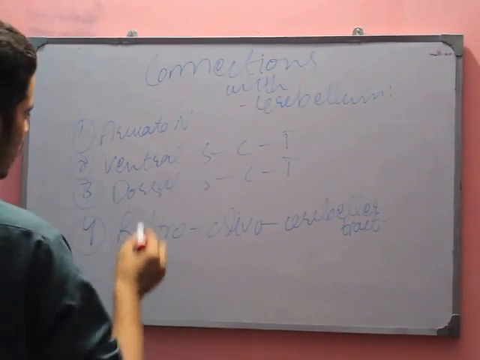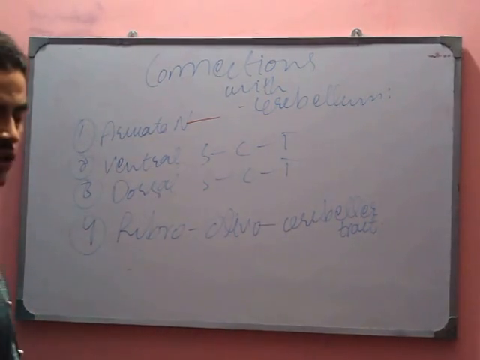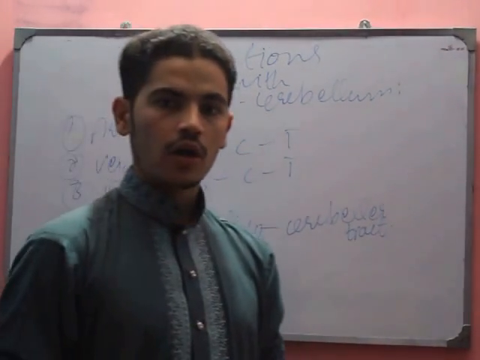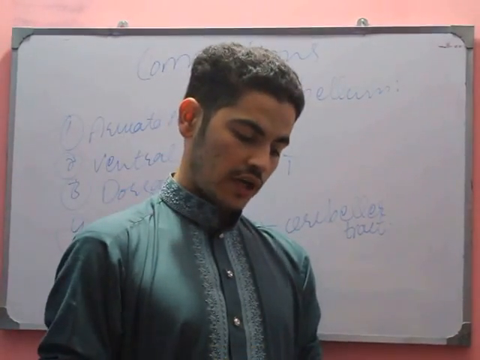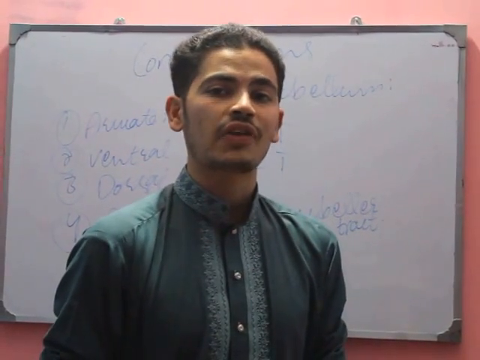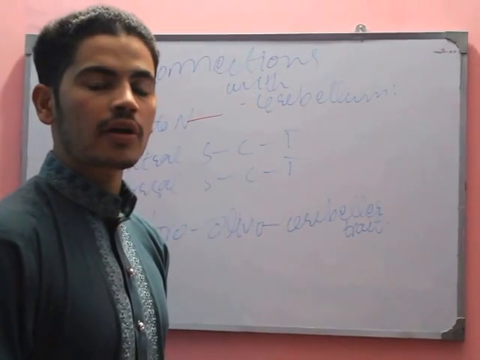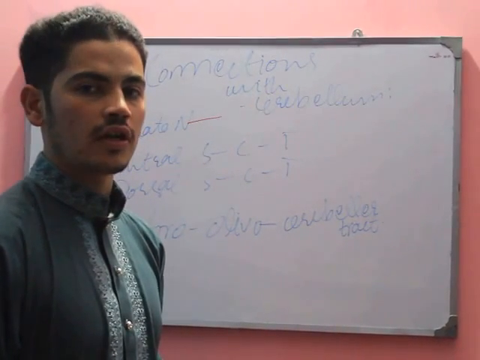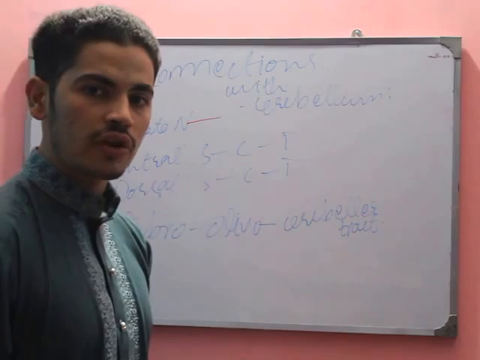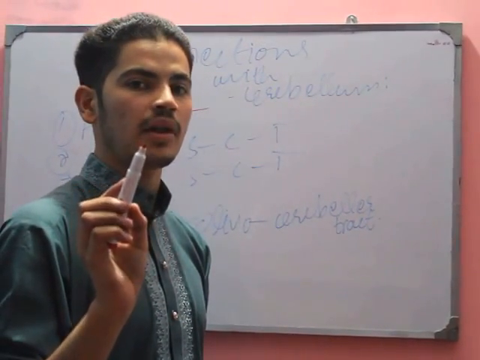First of all, arcuate nuclei are present in your medulla. What is arcuate nuclei? These are actually the pontine nuclei which are migrated from your pons to the medulla. And now in medulla they are called arcuate nuclei. Fibers from arcuate nuclei are going to cerebellum through inferior cerebellar peduncle.